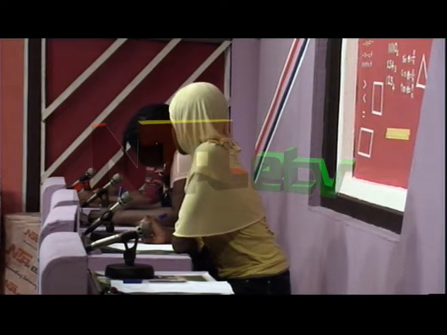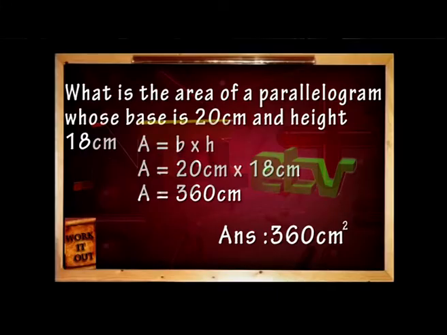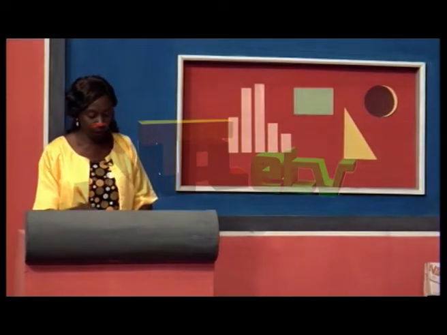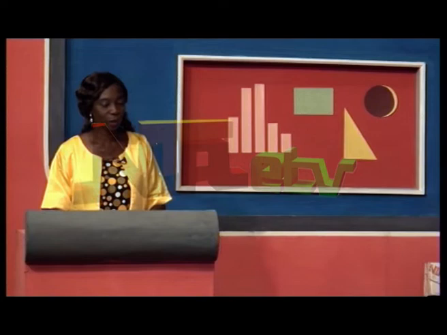Bonus, contestant A. 360 centimeters square. That's correct. That's a bonus to contestant A. And the last question goes to contestant C.